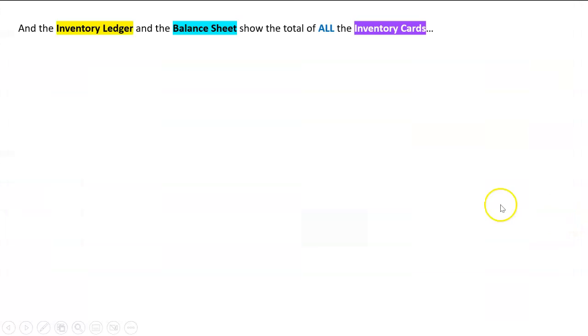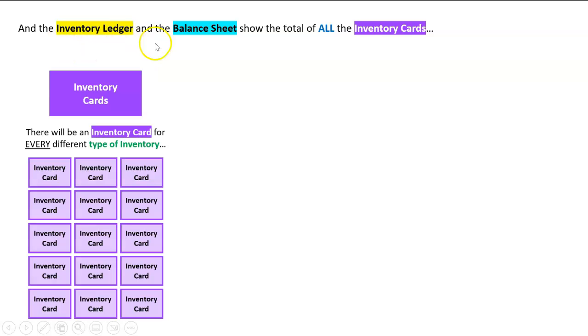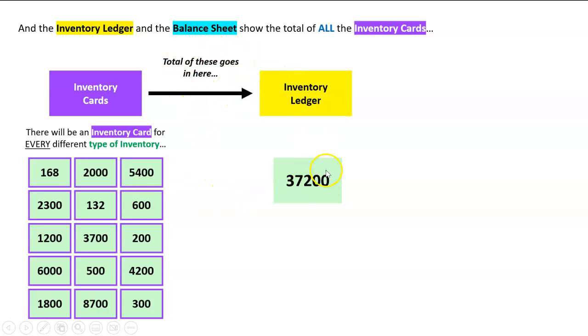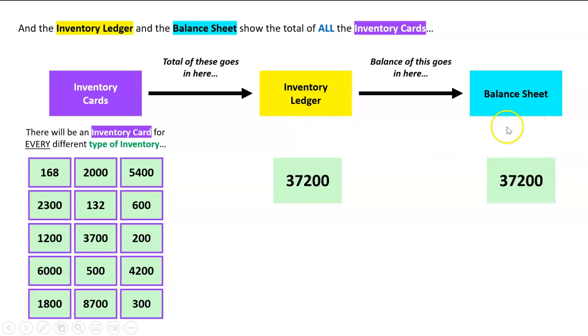Well, we just want to notice one last little thing: really, we don't just have one inventory card, we have a whole bunch of them. There will be an inventory card for every different type of inventory a business has. So let's say these were all of them. We can see this one here for 168, that's the one we did, but they'll probably have inventory cards for other things. So this one has a balance of 2,000, this one 5,400, 600, 200, and so on. If we add all that up, the total of all of those, which is 37,200, that would go in the inventory ledger. And then when we do our balance sheet, we would put under current assets, inventory has a final balance of 37,200. So really just note that the figure shown in the balance sheet and the ledger is the total of all of the inventory cards and not just one.